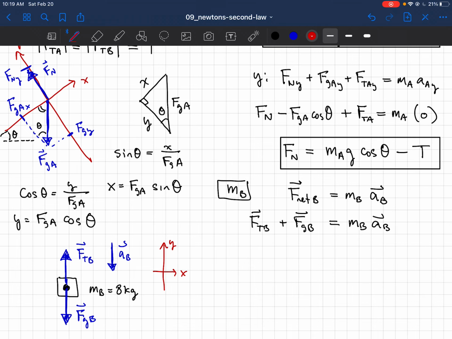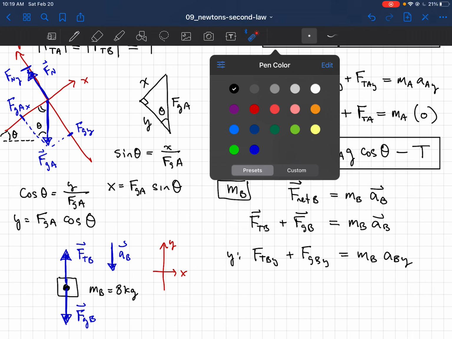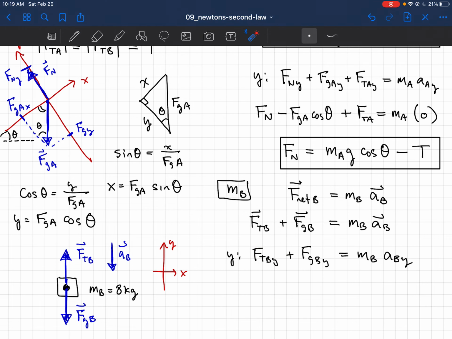And you see I don't have to do anything about the x direction because I don't have anything pointing in the x direction. So my don't think step is just one. I just write out the y equation. F_TBy plus F_GBy is equal to m_B a_By, and then I find the components. So we have F_TBy, the y component of this vector. Well, it points up, and the y-axis points up. So that's just going to be the magnitude of the vector, F_TB.